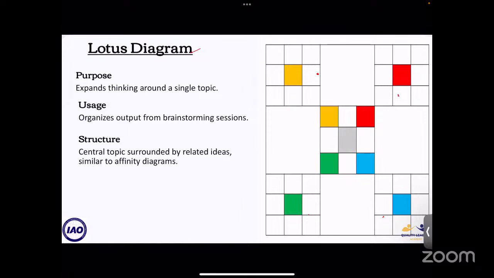Yellow could signify main ideas. Green, blue, and red could represent subcategories that branch off from those main ideas. This color coding helps us to quickly identify and group concepts, making it a fantastic tool for collaboration.